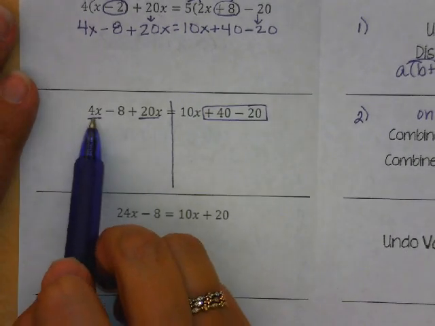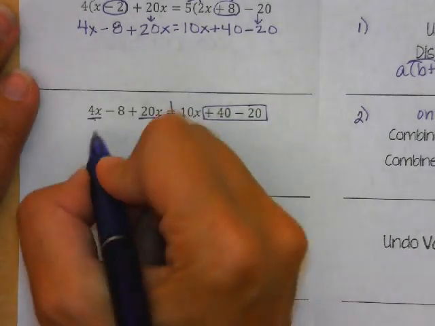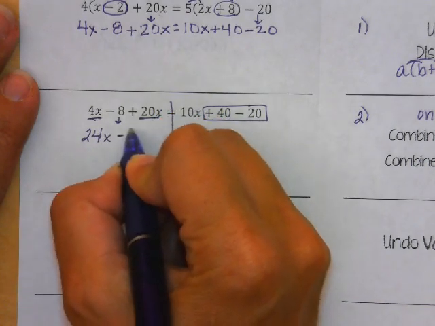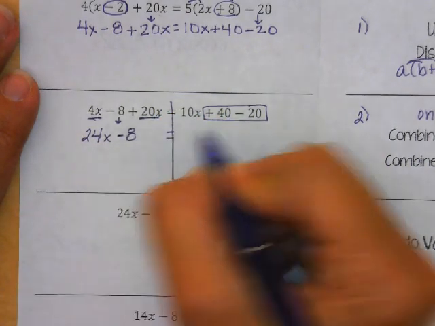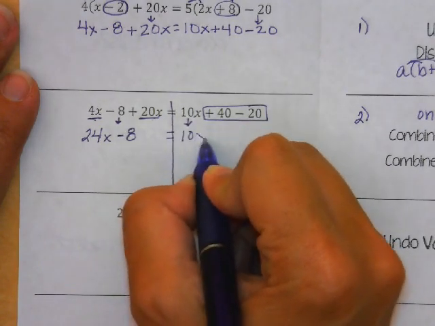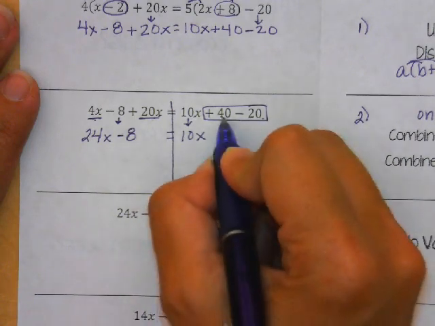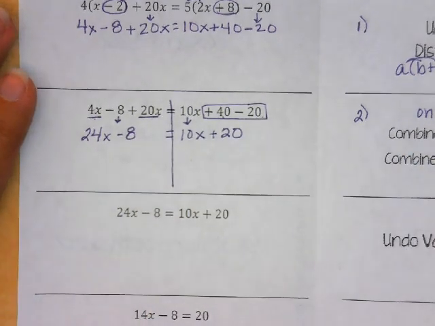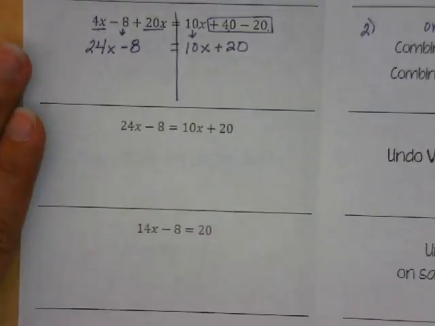So I can put 4x plus 20x is 24x. I don't have anything for this constant, so I'm just going to bring that down. I don't have anything on the right-hand side to put 10x with, so I'm going to bring it down. But 40 minus 20 is, in fact, 20. Okay.